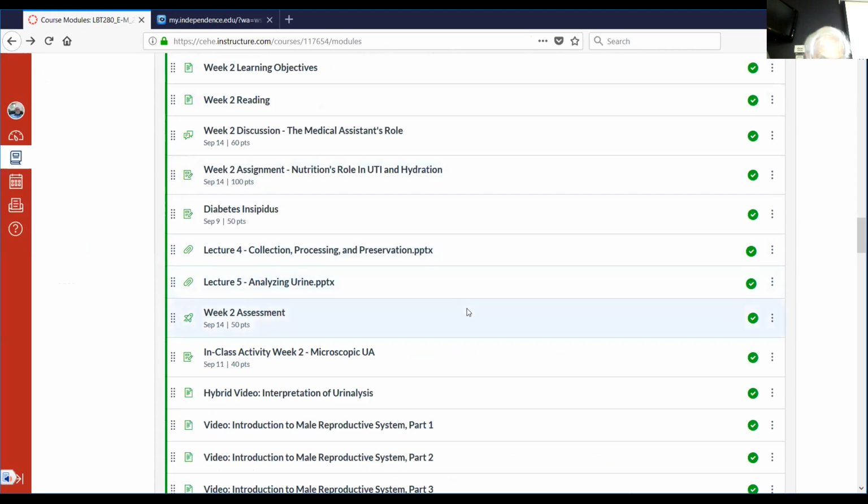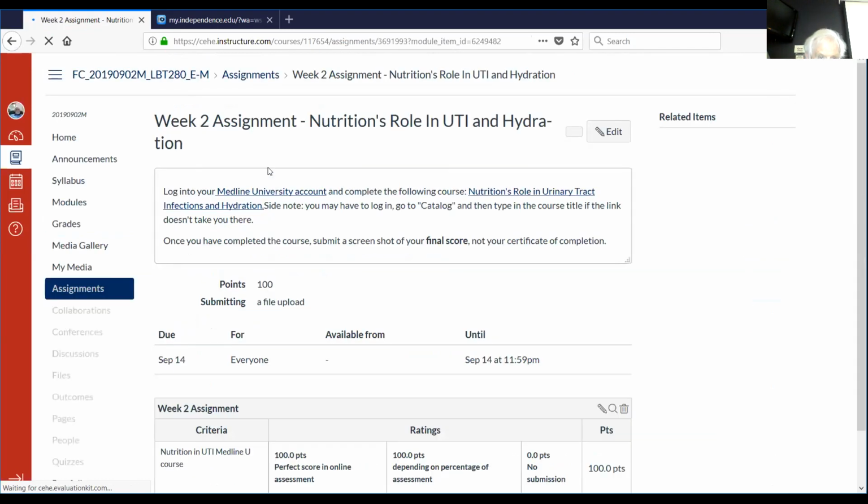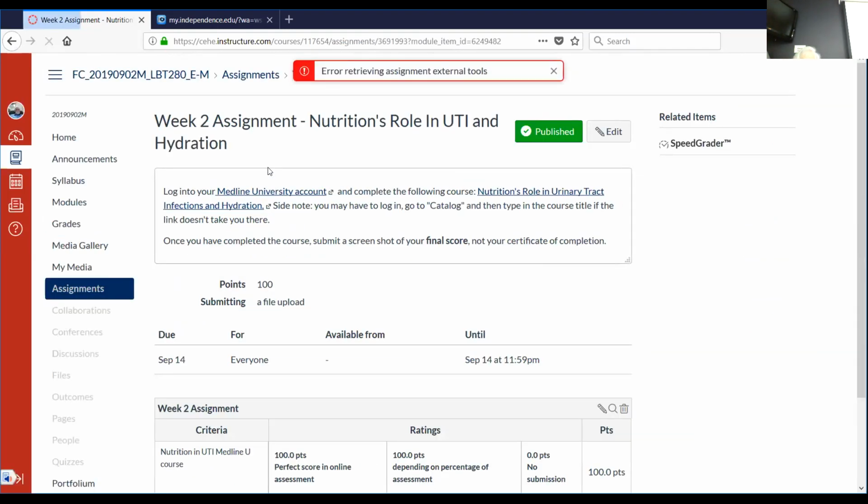There is an assignment this week, which is to go on to your Medline University account and take the course that's listed there, Nutrition's Role in Urinary Tract Infections and Hydration. If you don't have a Medline University account, just go to Medline University. Just type that into your browser and set up an account. These are free. They're excellent tools. And when you're out there working, they will be great ways to do continuing education. So get used to that.